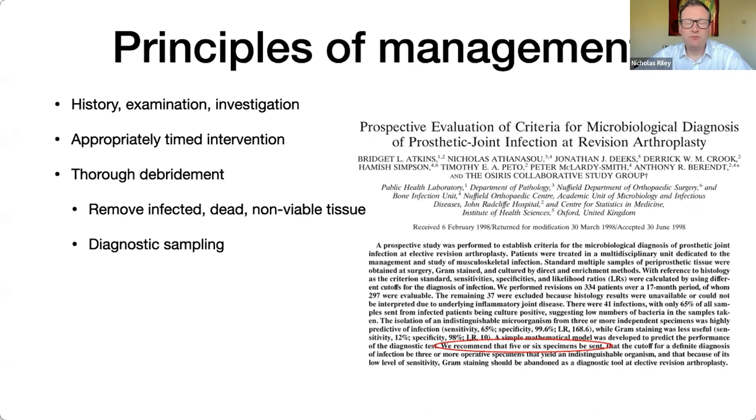Diagnostic sampling is really important. And the key here is the diagnostic part. What we're trying to do is to make our microbiologist's job as easy as possible. Whilst in the PJI world, the periprosthetic joint infection world, they have this guidance that you should send 5 or 6 samples to the lab, and you should send 1 for histopathology so that we can really accurately diagnose these grumbling low-grade infections. It's much more difficult in the context of a hand osteomyelitis.